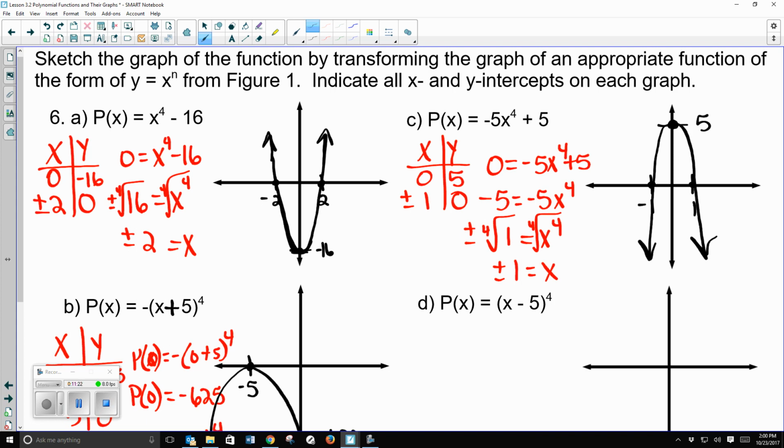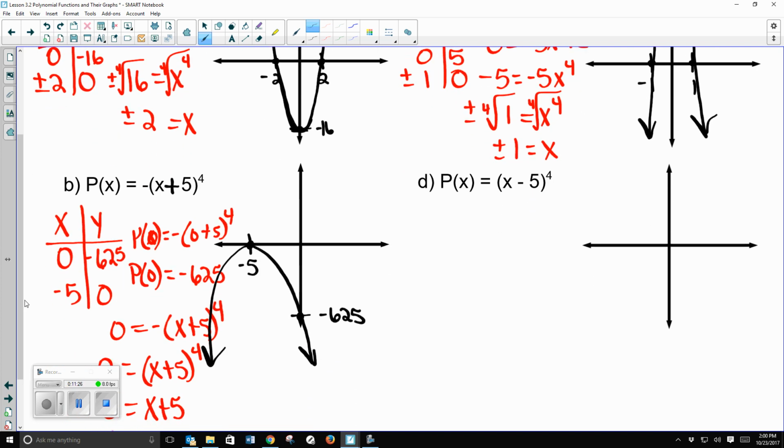Okay. Last one. Where's the vertex? Left 5. Goes down to the right. To the right. Right. When it's in parentheses, it's going to be the opposite. When it's out to the right, or, well, depends. Could be to the left.